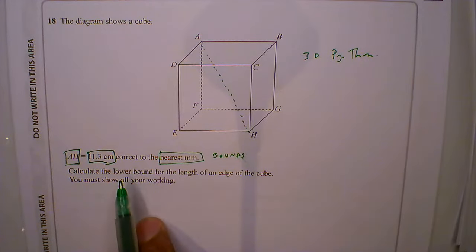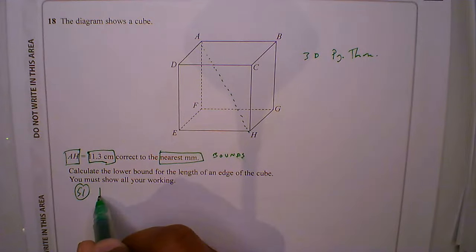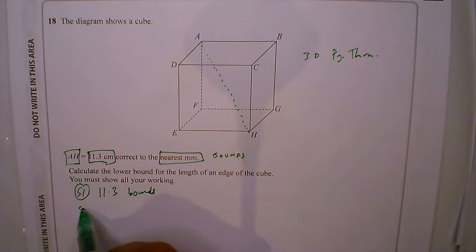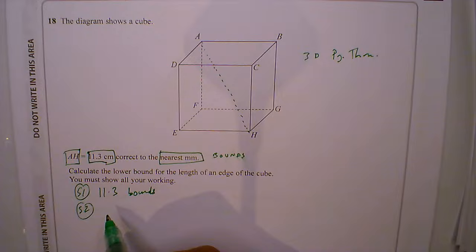Step 1, identify this bound. That's going to be bounds. Step 2 is I'm going to apply 3D Pythagoras' theorem.